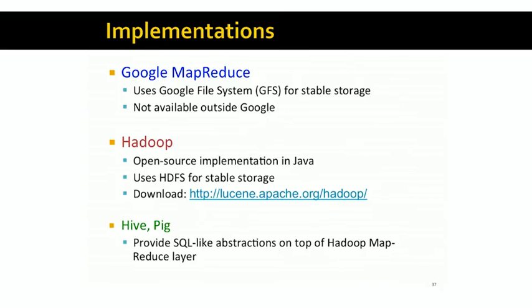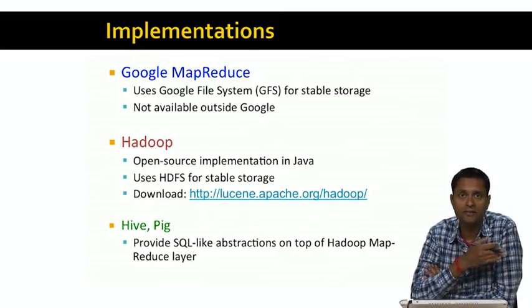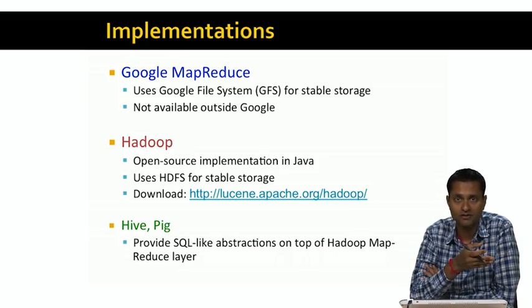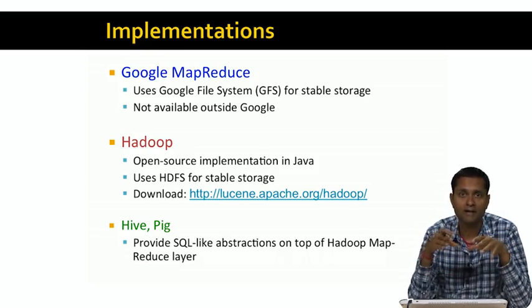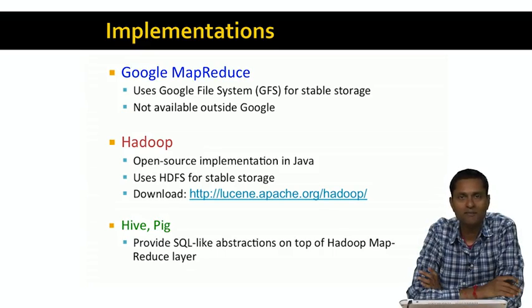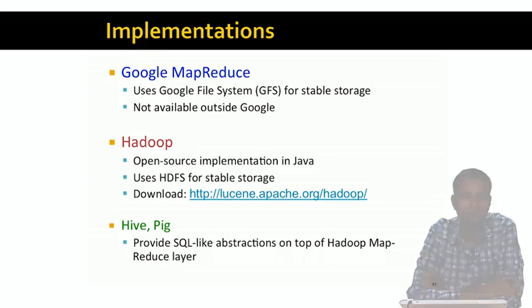The initial implementation of MapReduce was done at Google. And Google first implemented a file system called the Google File System, which is a distributed file system that provides stable storage on top of its cluster, and then implemented the MapReduce framework on top of the Google File System. Google's implementation of MapReduce is not available outside of Google. Hadoop is an open source project that's a reimplementation of Google's MapReduce. It uses a file system called HDFS for stable storage, and it's implemented in Java. Hadoop is an Apache project, and you can freely download it from the Apache website.